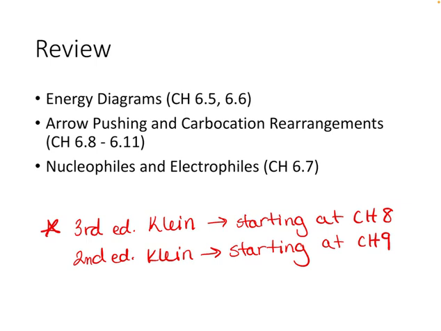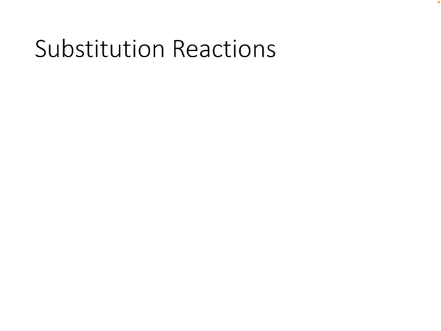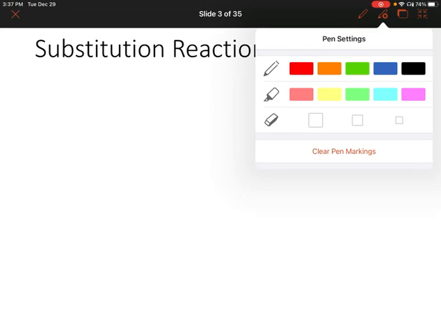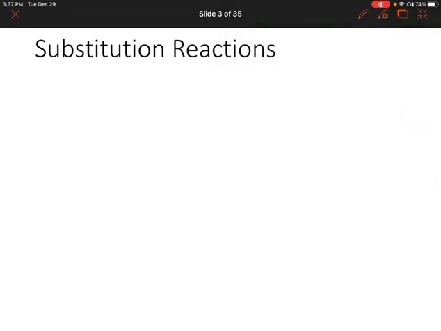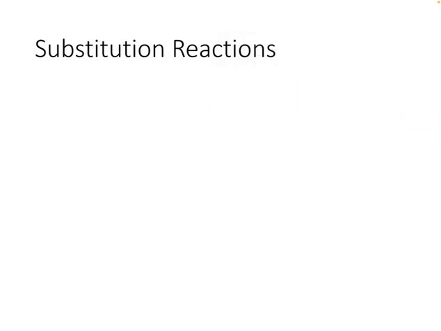So let's actually review some of the topics from either chapter 7 or chapter 8, depending on which textbook you had. So let's talk about substitution reactions and elimination reactions. We'll start with substitution reactions, and we'll just do a quick review. So remember, there are two types of substitution reactions, SN2 and SN1.